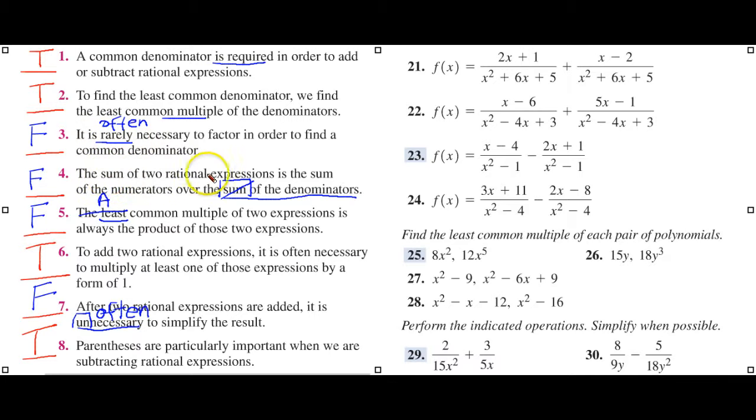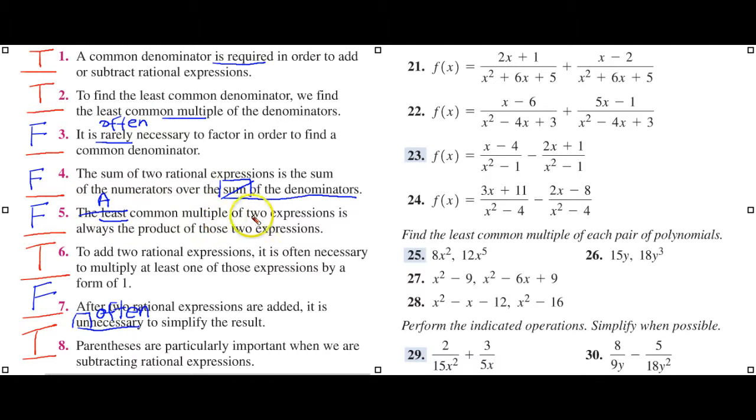The sum of two rational expressions is the sum of the numerators, that part is true, over the denominators, that is the common denominator, not the sum. That's what makes this false.